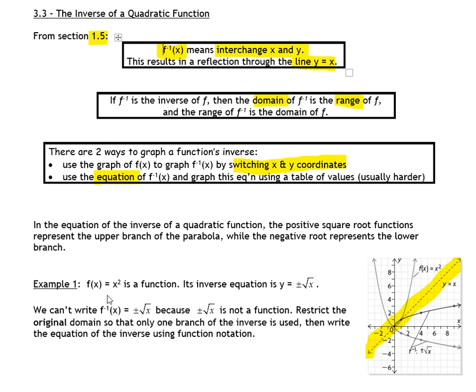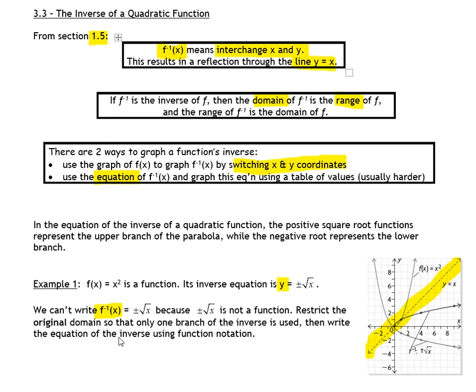Example 1. f at x equals x squared is a function, and we know it well. Here it is right here. This was your big function in grade 10. Its inverse is written like this. Now we notice here I put y equals. You can't write f inverse at x, because it's not a function, so we can't use function notation. We have to use a y.